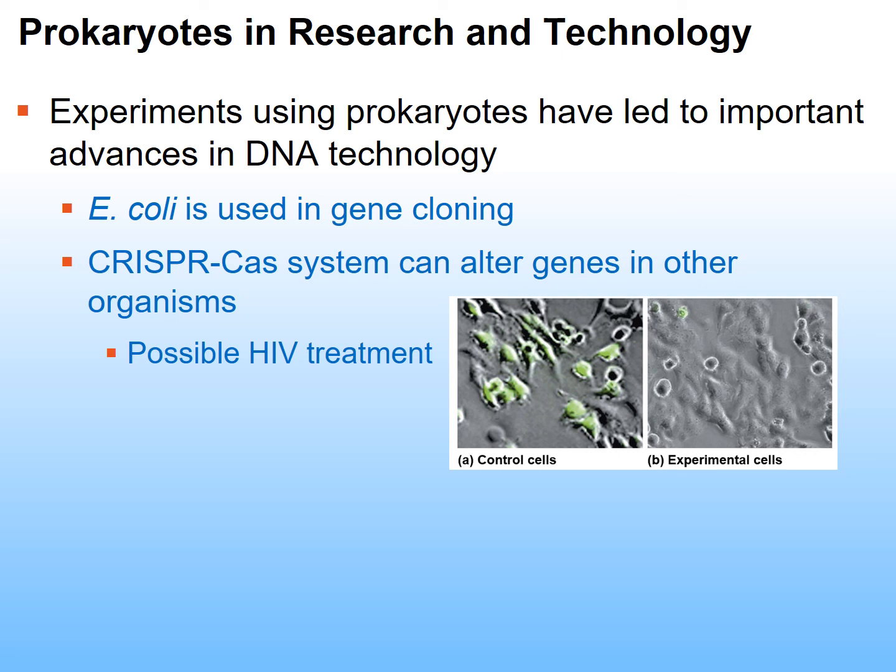E. coli are often used for this. That's basically the process of this is called gene cloning. And then you've probably heard of the CRISPR system, CRISPR-Cas system, which can be used for gene editing, right? So this can be used to potentially, in gene therapy, to potentially cure diseases like HIV.